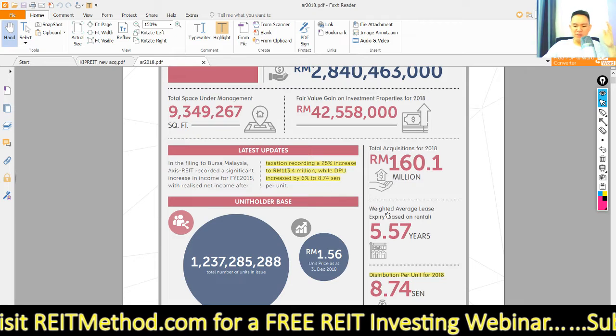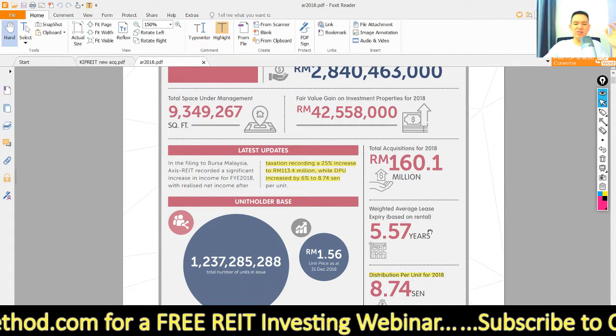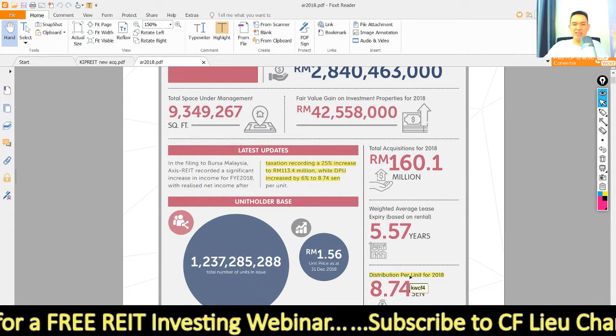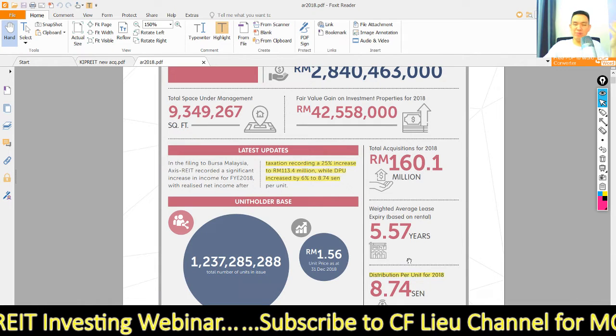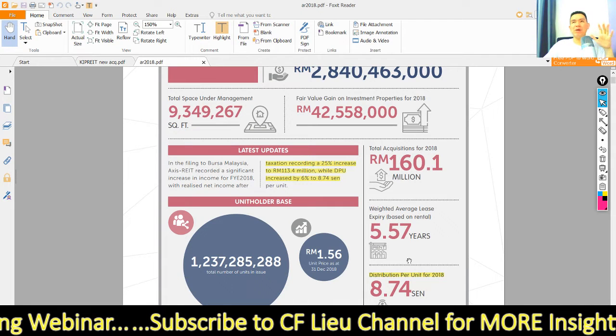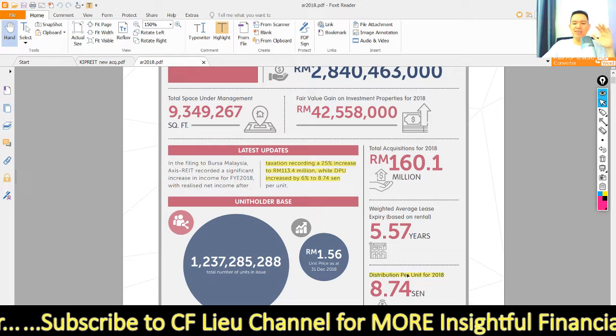And a few things to know is that just on the very first page you can see that they highlighted already what is the DPU, distribution per unit, for 2018, which is, as you know, dividend per share. It's the same thing, but for a REIT, because it's a fund, the structure is like a unit trust fund. It's not a unit trust fund, it's still a public listed stock in Bursa or in any stock market. They just put it as DPU.